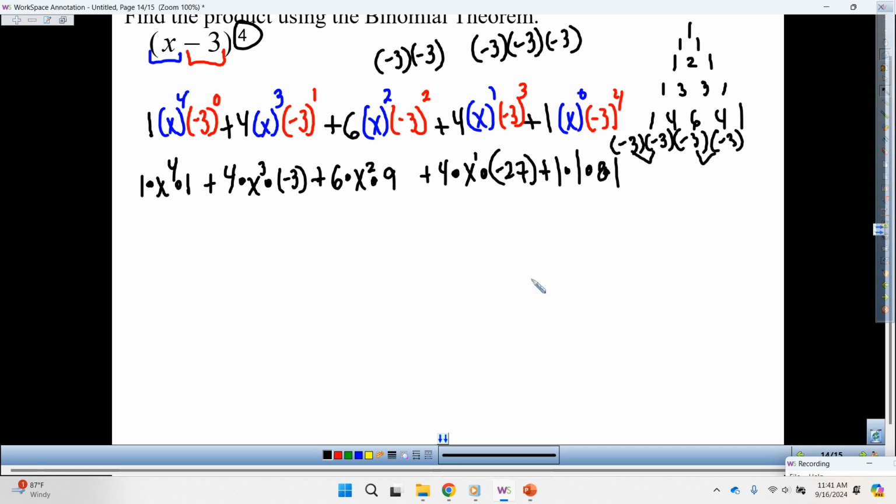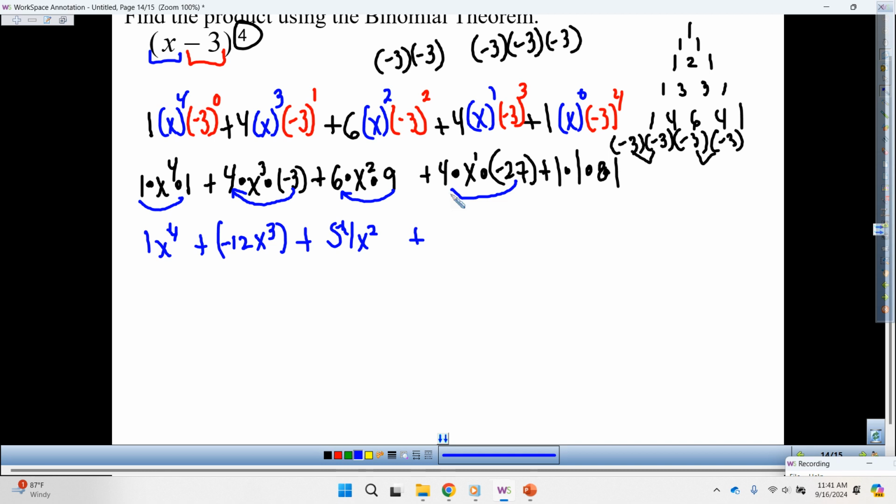Woo-wee. And last step, numbers times numbers. What is 1 times 1? 1x to the 4th plus, what is -3 times 4? -12 x to the 3rd. Put that in parentheses. Plus, what is 9 times 6? 54 x to the 2nd. Plus, what is -27 times 4? -108 x to the 1st. Plus, 1 times 1 times 81 is 81.